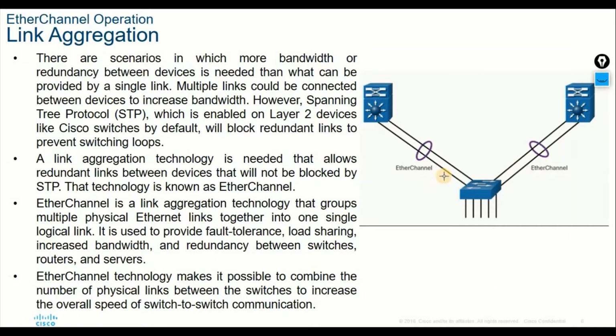What are the advantages of link aggregation? Link aggregation is used to provide fault tolerance, load sharing, increased bandwidth, and redundancy between switches, routers, and servers. So, the use of link aggregation or EtherChannel technology makes it possible to combine the number of physical links between two switches to increase the overall speed of switch-to-switch communication. This is the main objective of link aggregation technology.